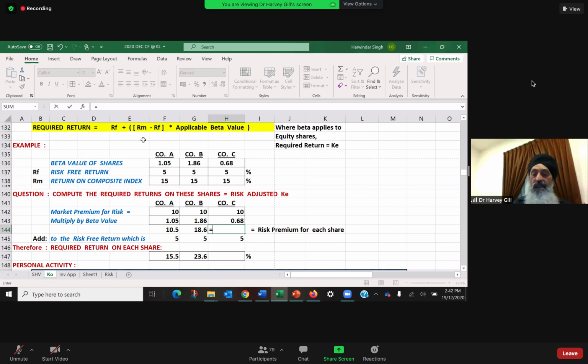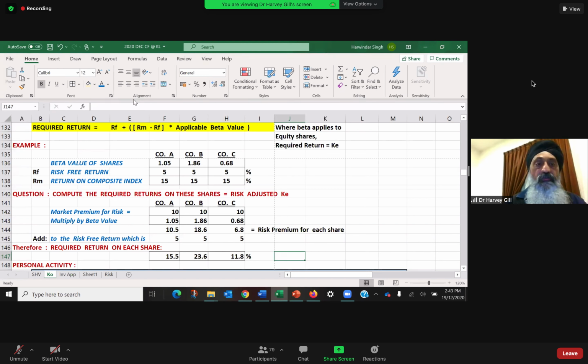And the same thing for company C. The beta value is only 0.68, so it does not absorb very much of the market risk. Multiplied by 10, that's the market's premium for risk. So the loading is only 6.8%. So this share must give us returns at least 6.8% over and above the risk-free return, i.e. 5% plus 6.8%, which is 11.8%. A very nice, clean, simple model. There you go. That's how CAPM gives you KE. So this required return on each share, these are the measures of KE.